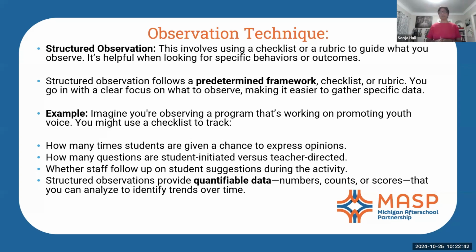One of the examples here: imagine you're observing a program that's working on promoting youth voice. You might use a checklist to track how many times students are given a chance to express their opinions. Did the teacher shut them down? Was their hand raised for more than a couple of seconds and never acknowledged? So you're looking for that as well, and you can also count that. I do believe in the HighScope tool, there's a number: how many times did the student raise their hand and they were not acknowledged? So I saw that happen twice during my observation in that particular space.